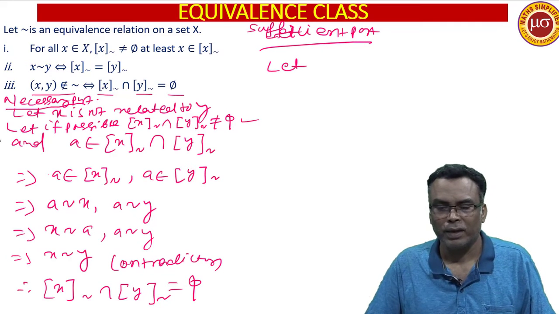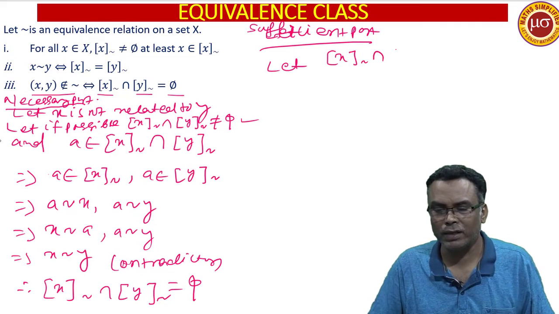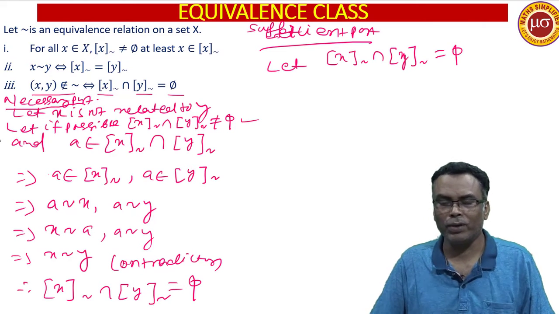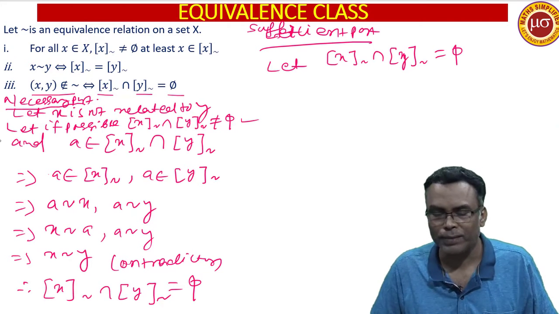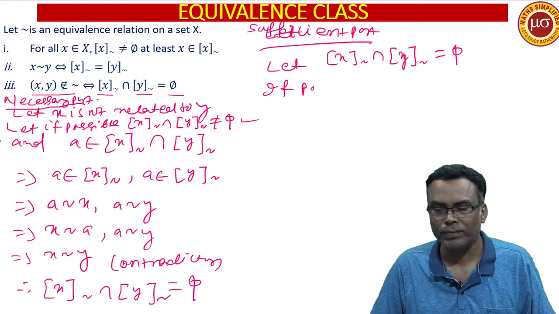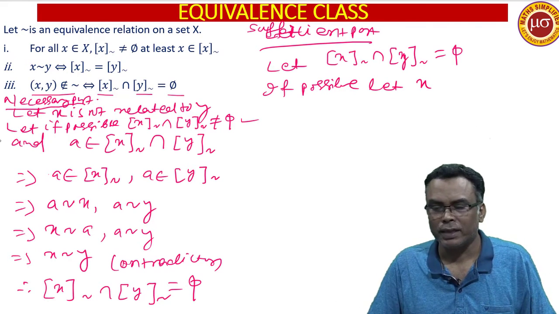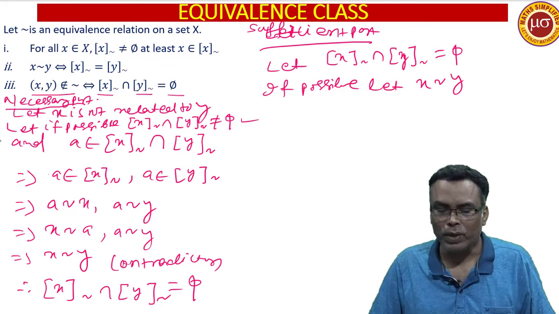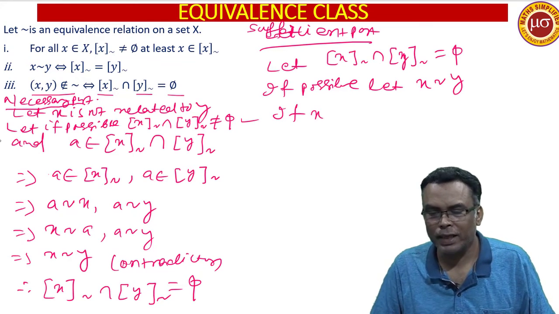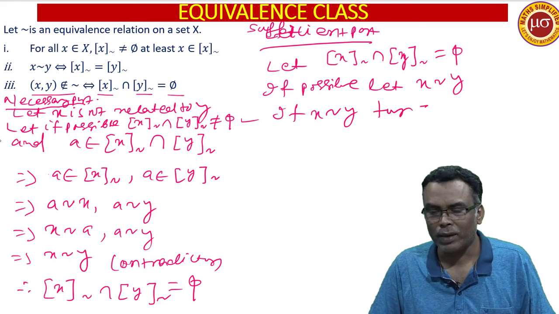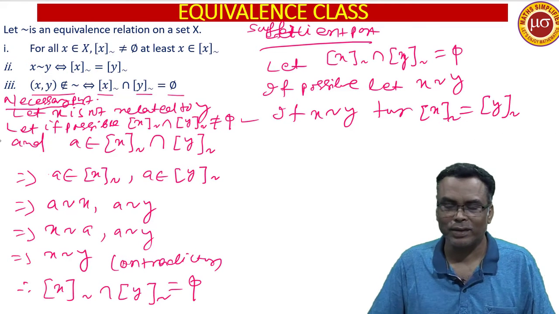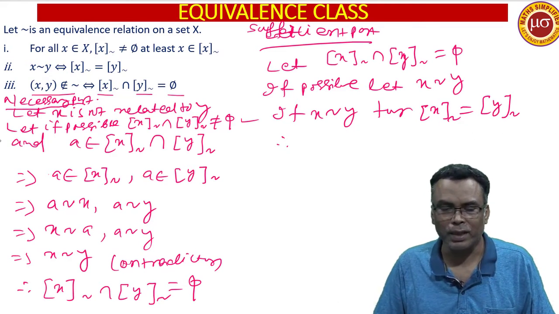Let the equivalence class of X intersection the equivalence class of Y be phi. We want to prove X is not related to Y. So if possible, let X be related to Y. We already proved if X is related to Y, then the equivalence class of X must be equal to the equivalence class of Y, which is a contradiction. Therefore, our assumption is wrong.